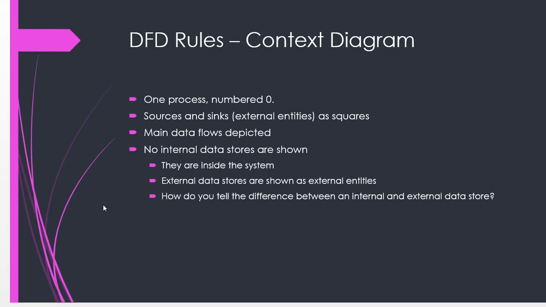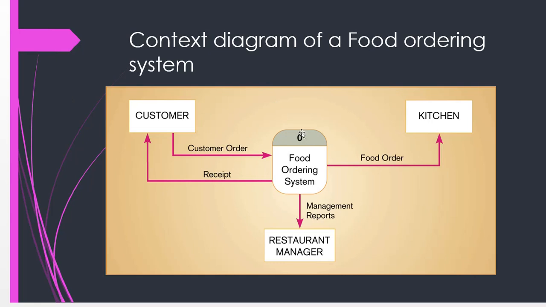So a context level diagram has got one process. We'll look at processes later, but just for now, a context level diagram depicts the system as one big box. Okay, so the box that has got a 0 and is written food ordering system is the whole system. So under a context level diagram, you do not break down the system. You just draw the system as one black box.